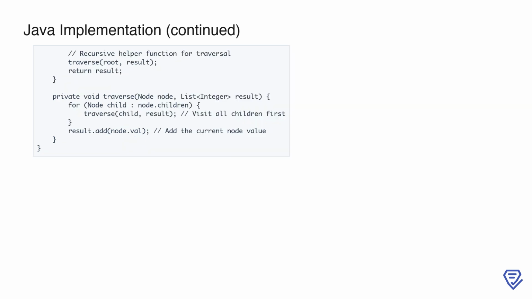Now, we invoke a recursive helper function named traverse to perform the actual postorder traversal. The traverse function takes the current node and the result list as parameters. Inside this function, we iterate over each child of the current node and recursively call traverse on them, ensuring that we visit all the children before processing the current node itself. Once all children have been processed, we add the value of the current node to the result list. This adheres to the postorder traversal principle, where we visit children first and then the node itself. Finally, the postorder method returns the result list, which contains the values of the nodes in the correct postorder sequence.